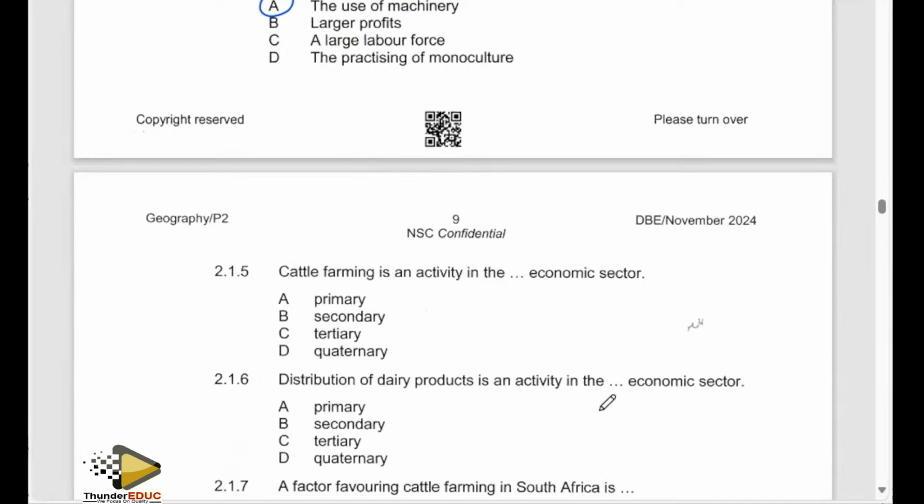You are dealing with nature. Agriculture is part of the primary sector. So we are saying the correct response there must be A, right, which is primary. Right, we'll go on to the next question.